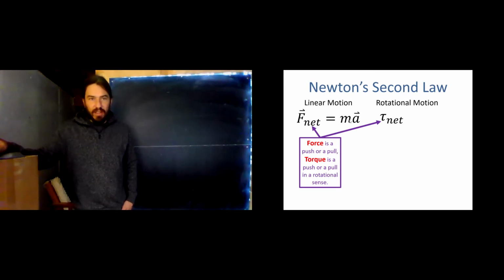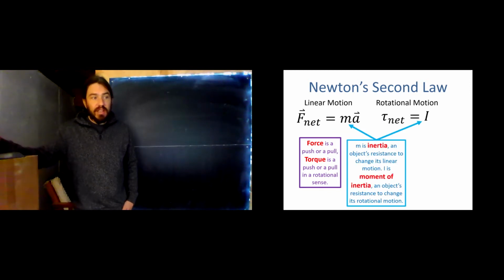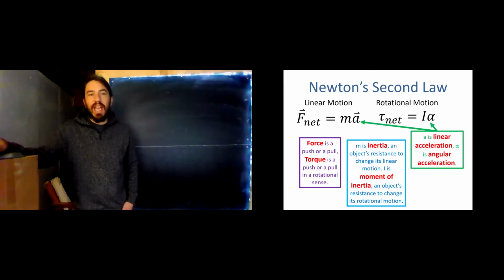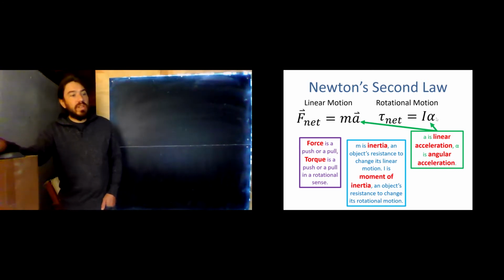What's our rotational analog to the inertia? Well, it is the moment of inertia. M is the inertia, and I is the moment of inertia. What is our rotational analog to acceleration? It is angular acceleration. So, this is Newton's second law for rotational motion.